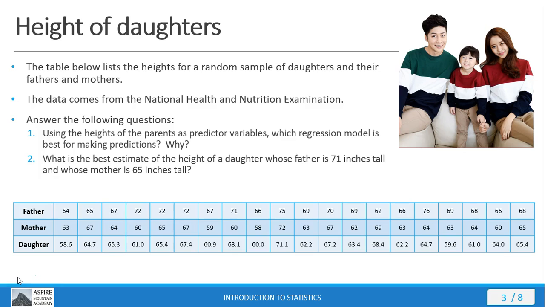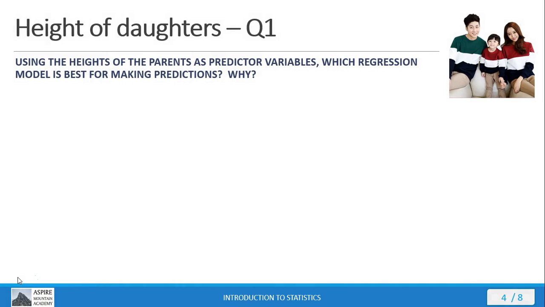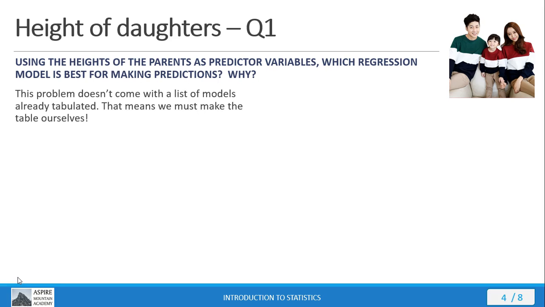Let's examine how to answer these questions, and we'll take them in turn, one at a time. First up, using the heights of the parents as predictor variables, which regression model is best for making predictions? At this point, we need to actually make the different models, but to do that, we have to list the ones that we could make given the variables that we have. So we have to make a table for each of the different combinations of variables, and also include a column for the adjusted R-squared and the p-value.